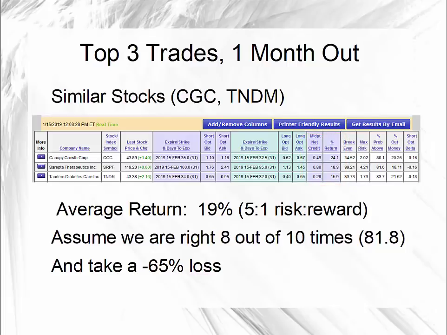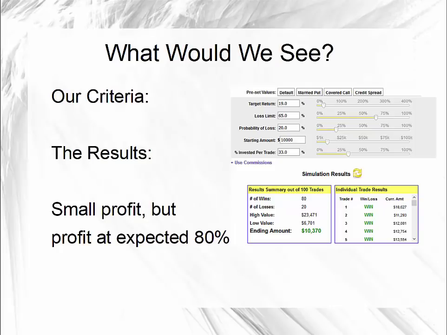But let's assume we're right 8 out of 10 times. And with this outcome, the average probability of the top three is 81.8%. And let's assume that when we're wrong, because we went further out of the money and gave ourselves a deeper cushion, we only take a 65% loss on the investment instead of 75, because we're further out of the money. What would we see? We lower our target return to only 19%. Going further out of the money, we lower our loss on a trade that goes against us to an average of 65%. But we're only going to be wrong 20% of the time.